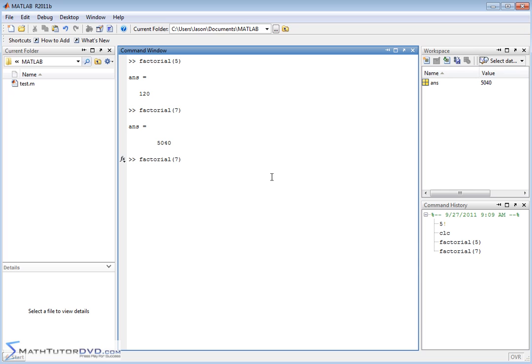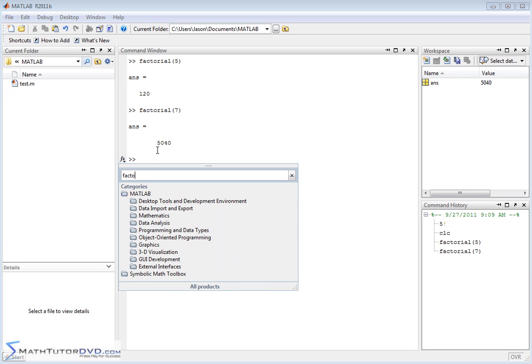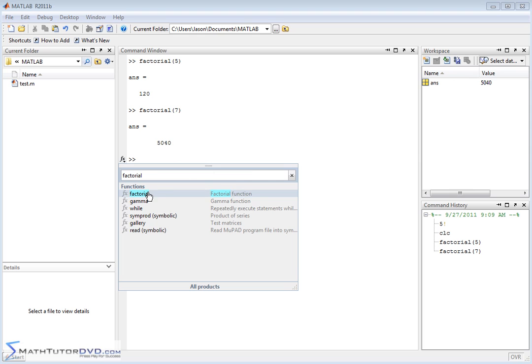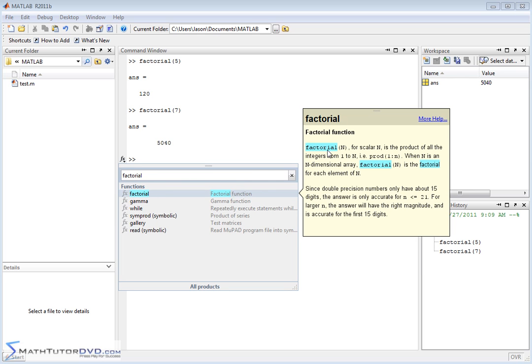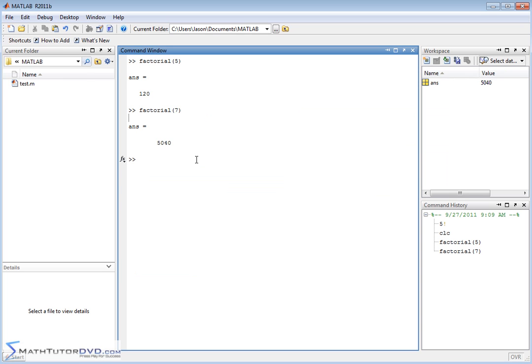It's pretty straightforward. Factorial is not something you'll use all that much, but occasionally when you define sequences and series in calculus, you'll be using the factorial. If you forget, you can always go here and type in factorial and hover over it, and it'll tell you: you pass n, where n is a scalar, which is a number, and it gives the product of all the integers from 1 to n, along with all the information about what exactly it's doing.